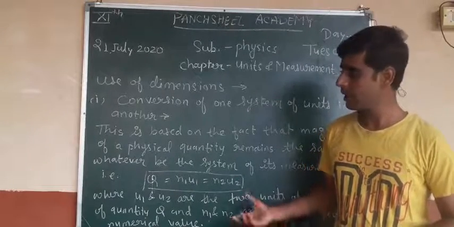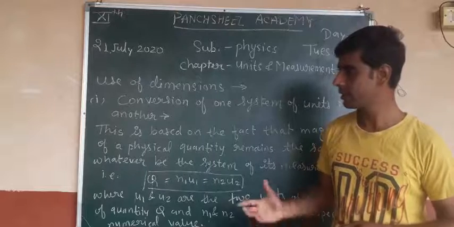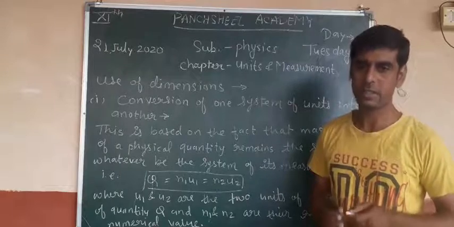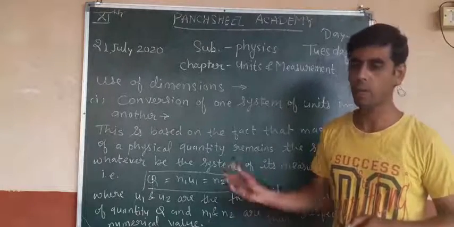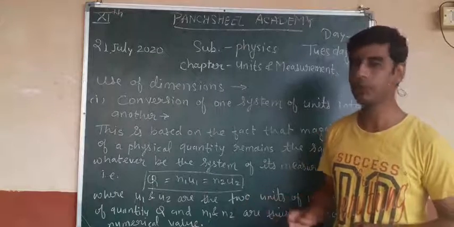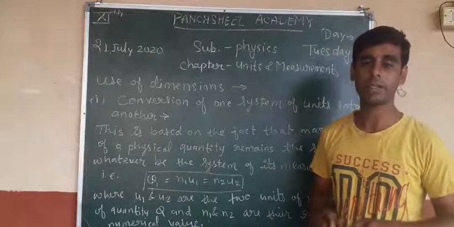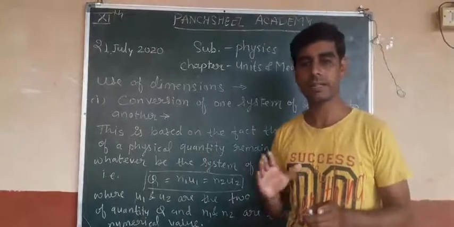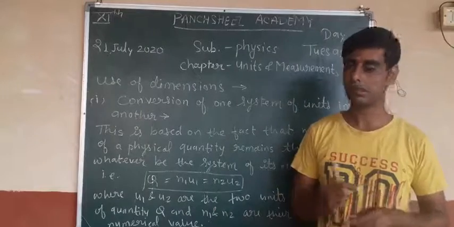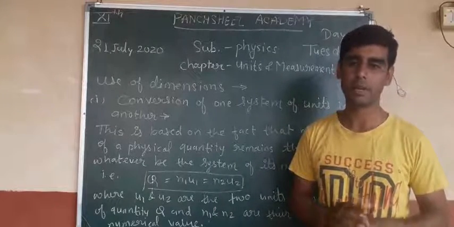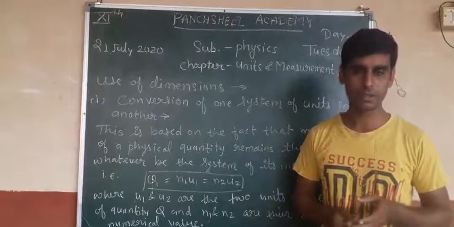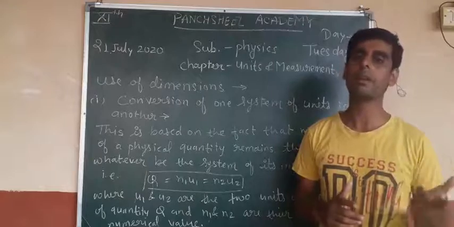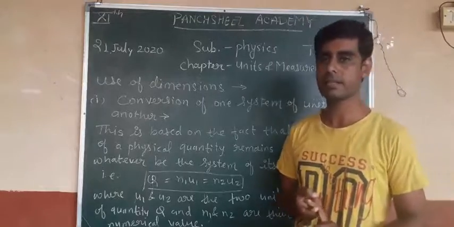For example, I said that our class will start after 3 months, and according to your opinion you said that our class will start after 90 days. 90 days and 3 months, both physical quantity remain the same, but our way of saying is different. So the system of units may be different, but the physical quantity remains the same.